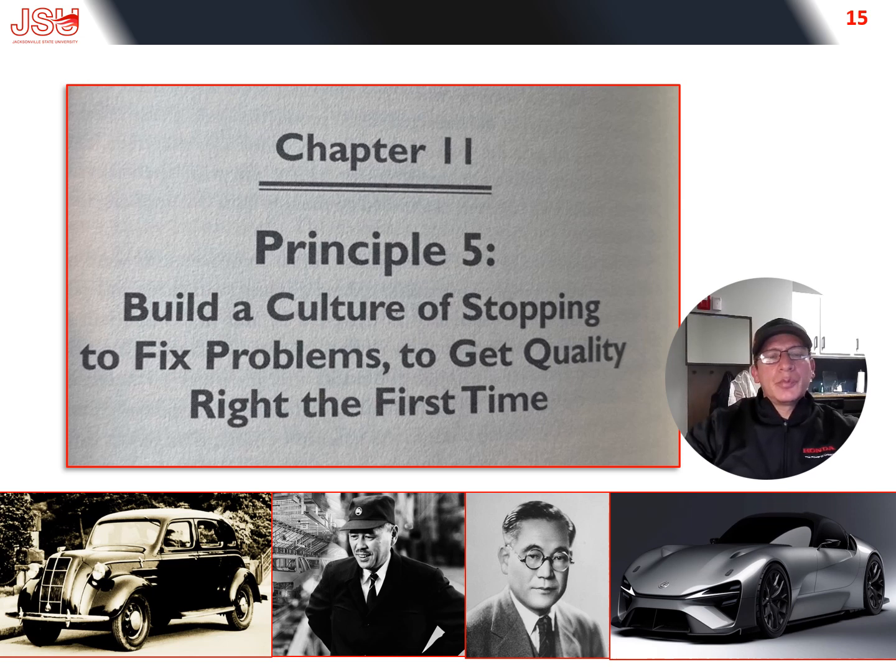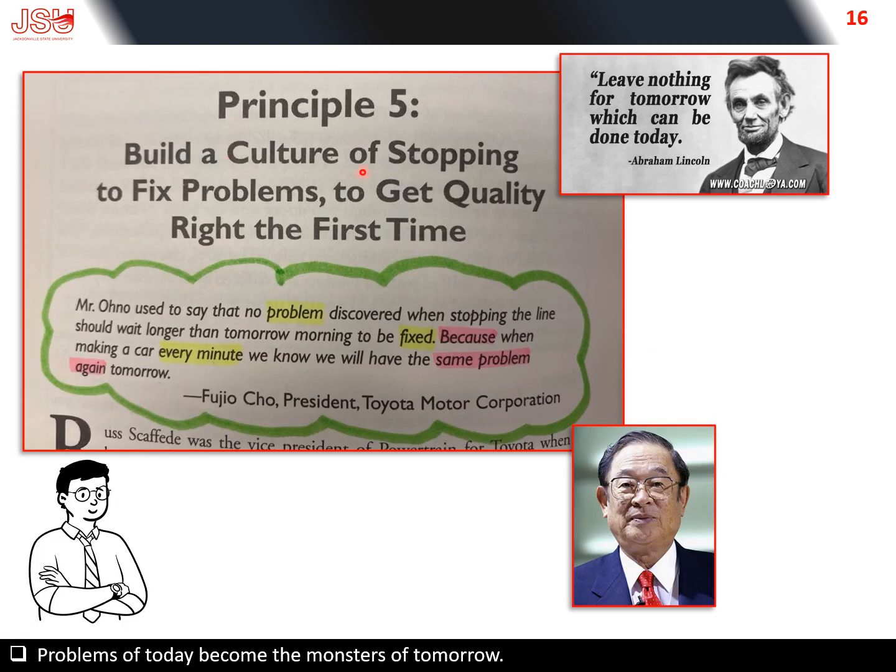Chapter 11, Principle 5. Build a culture of stopping to fix problems, to get quality right the first time. I want to start Principle 5 with this statement from Sho San, President of Toyota Motor Corporation. Mr. Ono used to say that no problem discovered when stopping the line should wait longer than tomorrow morning to be fixed. Because when making a car every minute, we know we'll have the same problem again tomorrow.